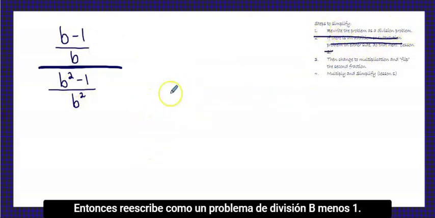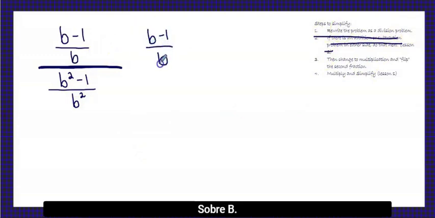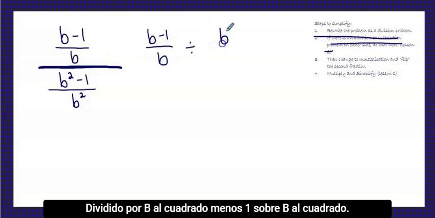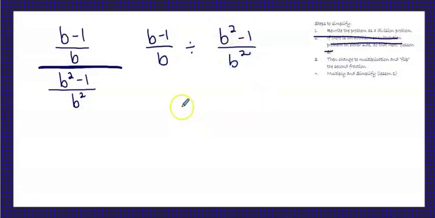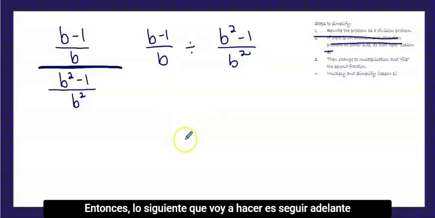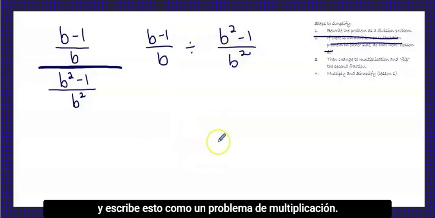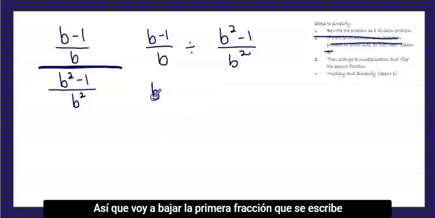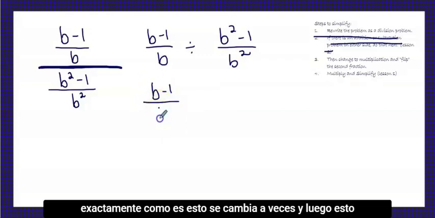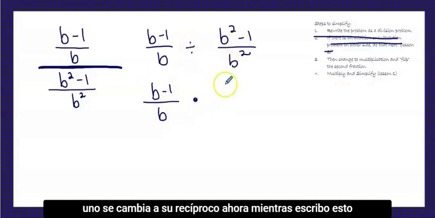So rewrite as a division problem. B minus 1 over b divided by b squared minus 1 over b squared. So the next thing I'm going to do is go ahead and write this as a multiplication problem. So I'm going to bring down the first fraction. It gets written exactly like it is. This gets changed to times. And then this one gets changed to its reciprocal.